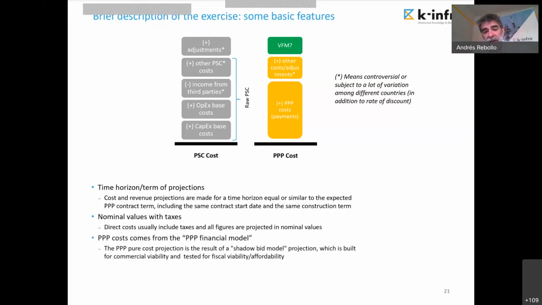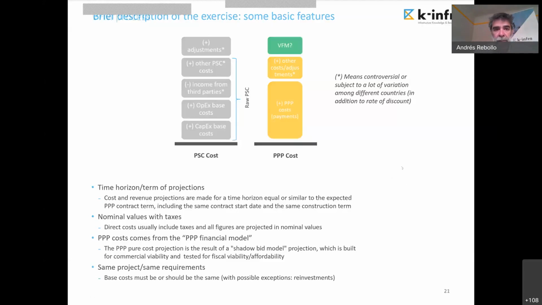And the PPP costs are coming from the PPP financial model. So it's like a shadow bid model that I will do in the commercial viability test, and that will give me the amount that I need to commit as payments to this guy. That is my cost. Same project in both cases should be considered, same technical requirements. So base costs are going to be the same. There could be some exceptions like pre-investment that we will discuss later on.